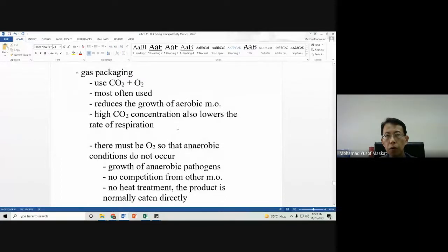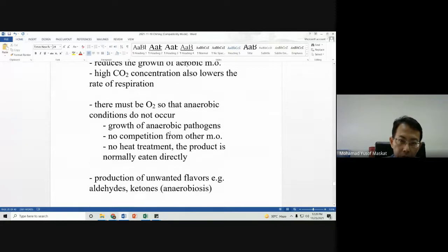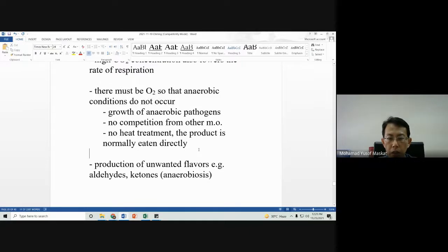Usually for meat and poultry and seafood, for gas packaging, it is quite common to use CO2 only without the addition of O2. But usually for fruits and vegetables, because they are still breathing, we want it to have a certain amount of oxygen, so that anaerobic conditions do not occur, so that there will not be any growth of anaerobic pathogens, with no competition from other microorganisms.